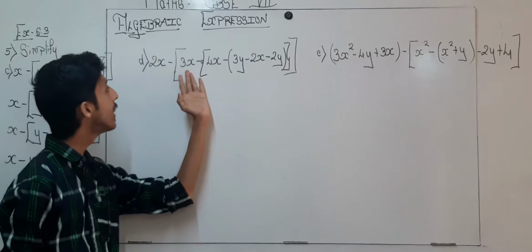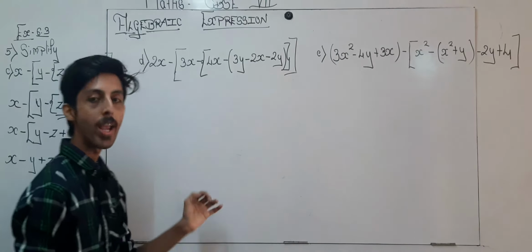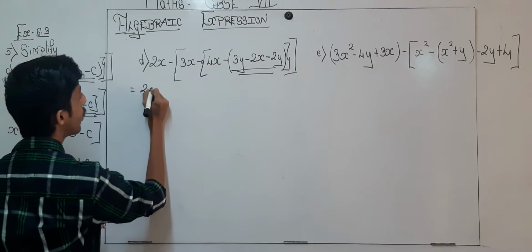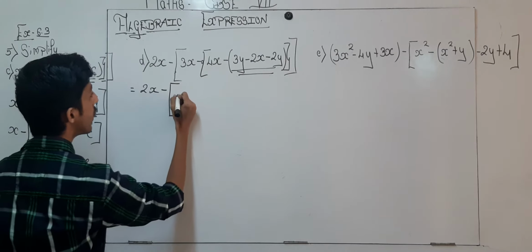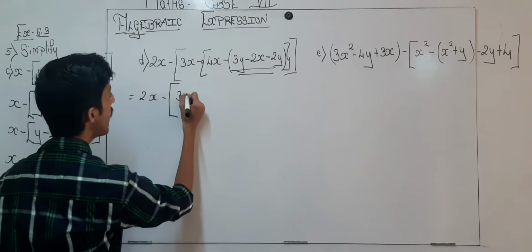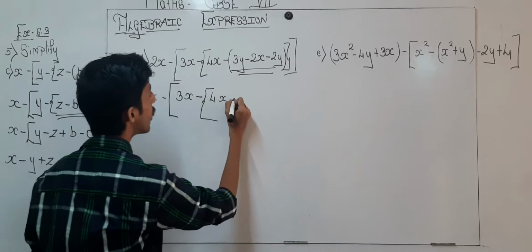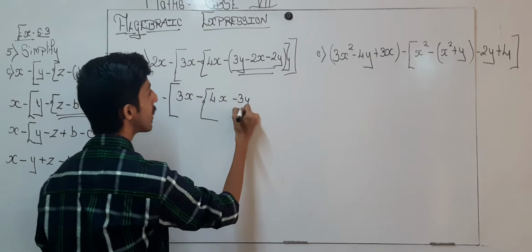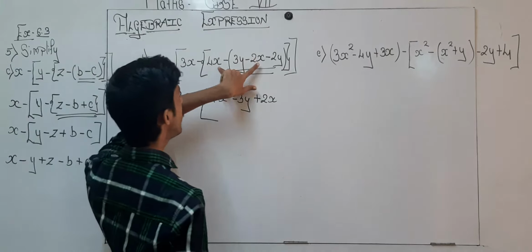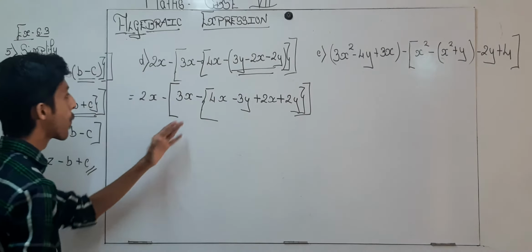2x minus 3x, in the smaller bracket it is minus 4x minus 3y minus 2x minus 2y. Now we have to split this. So our inner bracket should be done first. So what I will do: 2x minus 3x minus 4x minus, now minus plus minus, again over here plus 2x, because this minus into this minus will be given as plus, and minus into minus will be given as plus over here 2y. Okay, now done over here.